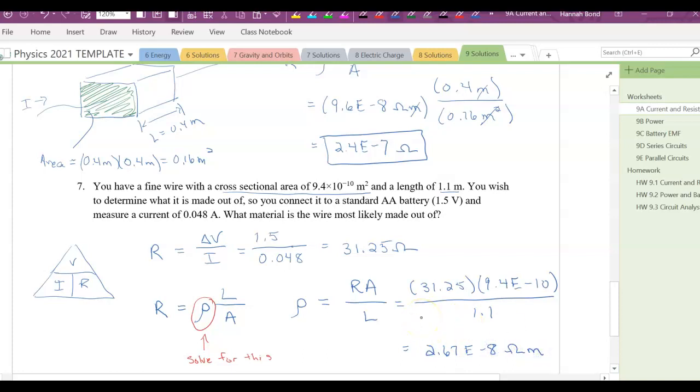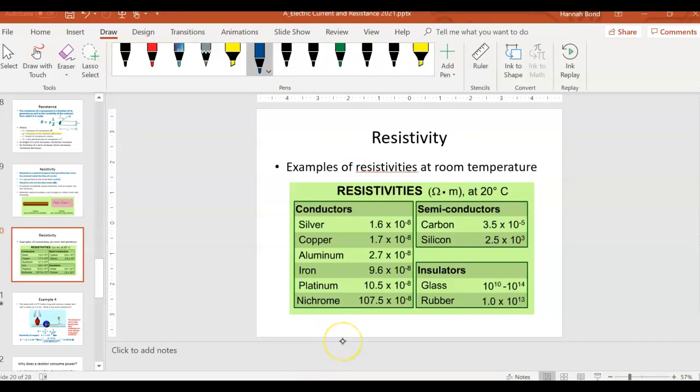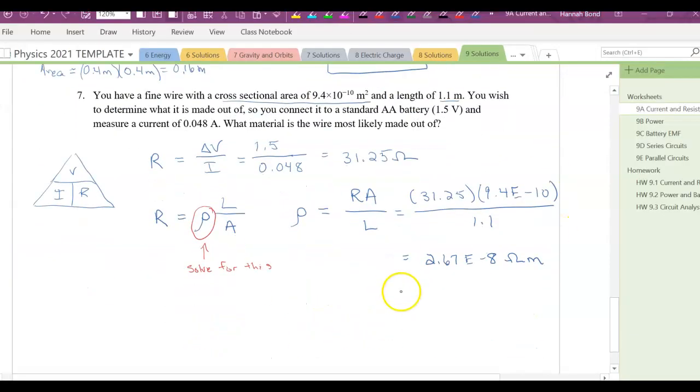Let's go see if we can identify what type of material this probably is. So I'm looking for 2.67 times 10 to the negative 8th. Well, that puts it as one of the metals, and I'm thinking the closest one in my list here would be aluminum. And so I believe it's made of aluminum.